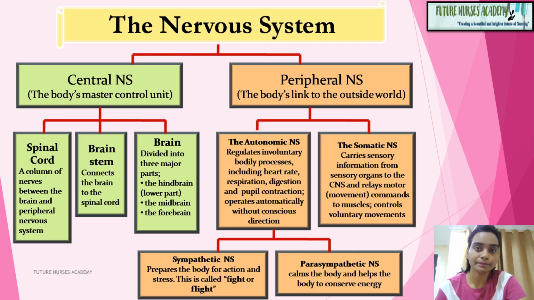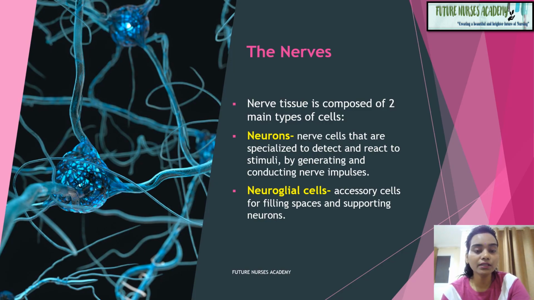When we talk about nerves, nerves are composed of two main types of cells. As we know, our nervous system is made up of billions of nerves and neurons. So basically the nerves are composed of two kinds of cells. The first one is neurons and the second, the accessory cells, are neuroglial cells.